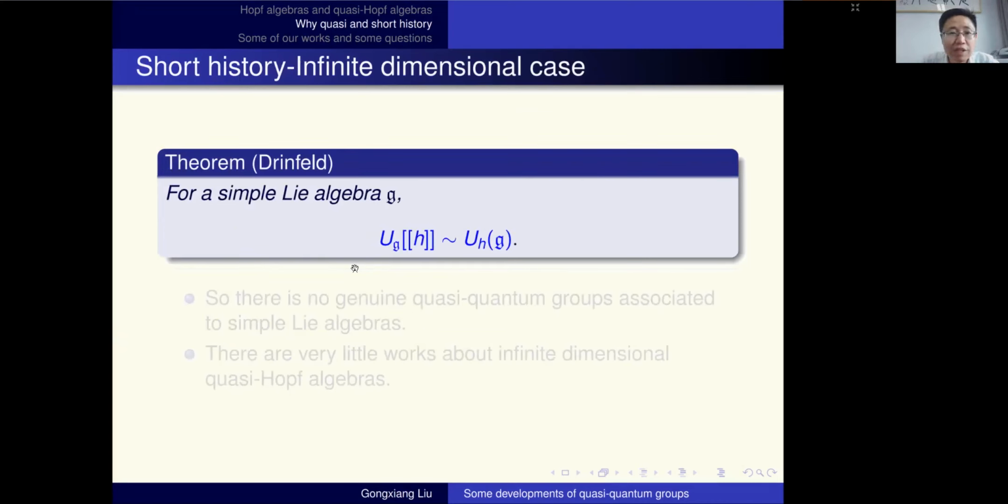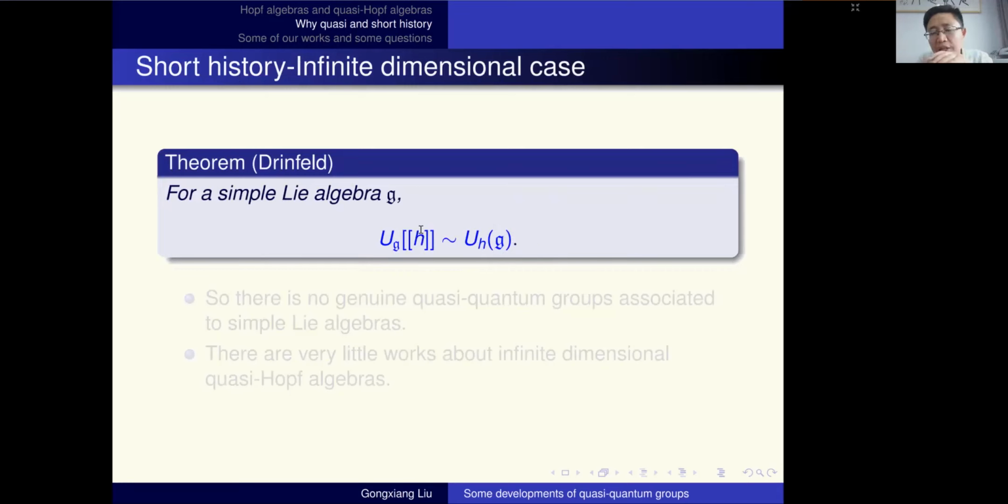At first, Drinfeld proves the Kohno theorem. He gives another way to prove the Kohno theorem. And the key point is he proves that the quasi-triangular quasi-Hopf algebra he constructs is exactly gauge equivalent to the usual quantum group. In this way, he realized the Kohno theorem. The Kohno theorem says that the braid group representation is constructed from a universal R matrix, where the universal R matrix is here.